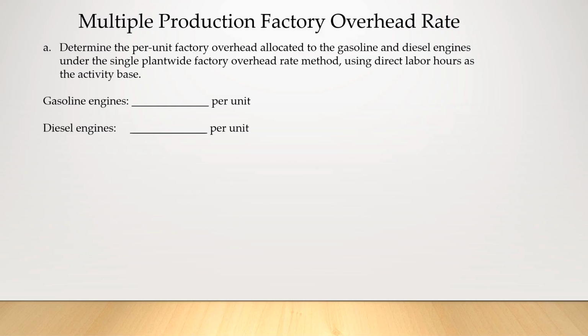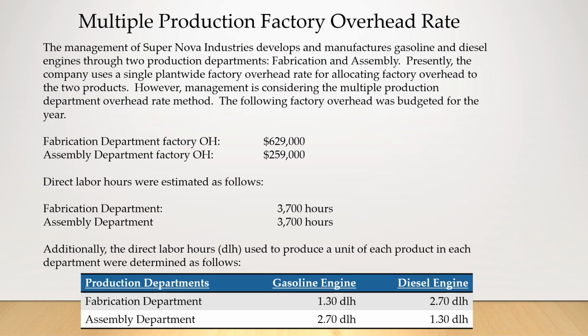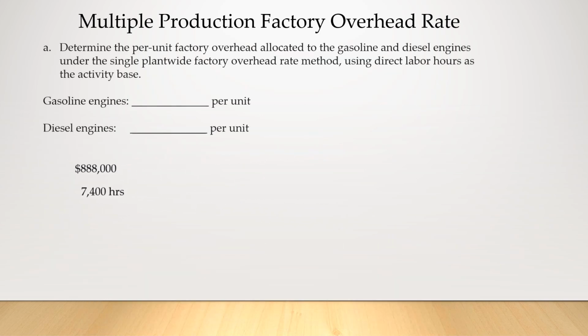We'll begin with letter A and determine overhead allocated per each engine unit using the single plant-wide factory overhead rate. Determining the single plant-wide rate is a simple process. We know our total plant-wide overhead as well as our total direct labor hours. Divide the former by the latter and we get a single plant-wide overhead rate of $120 per direct labor hour.